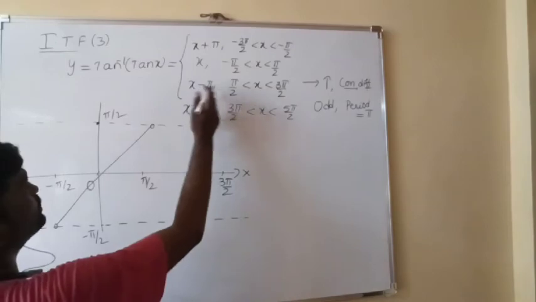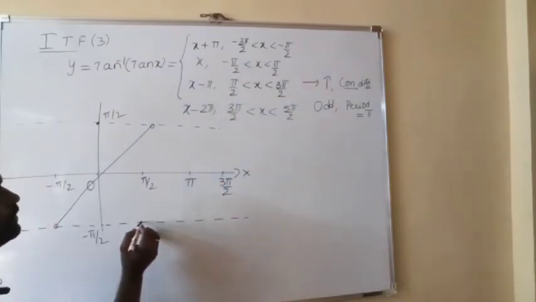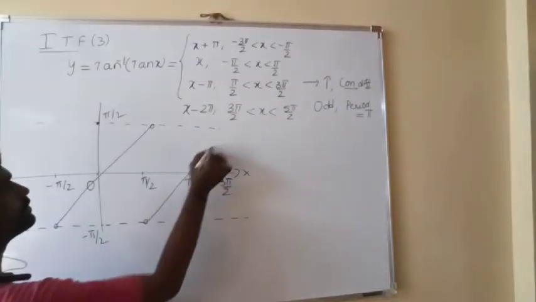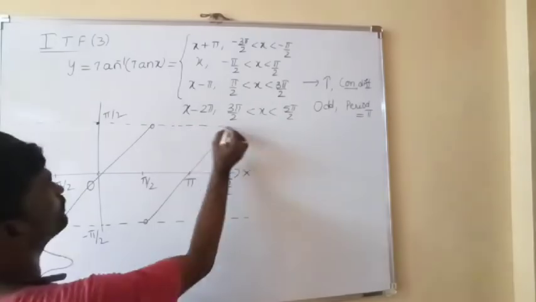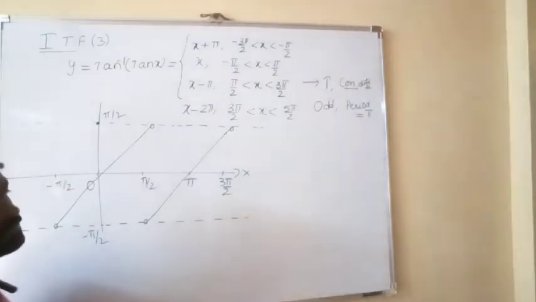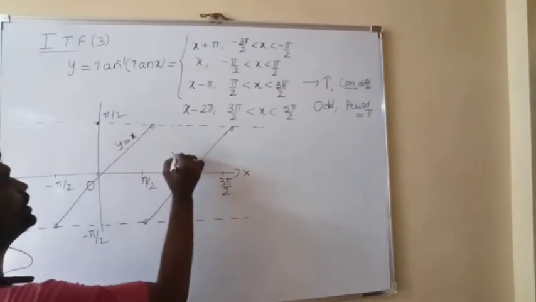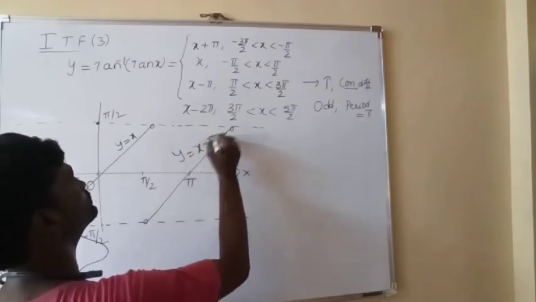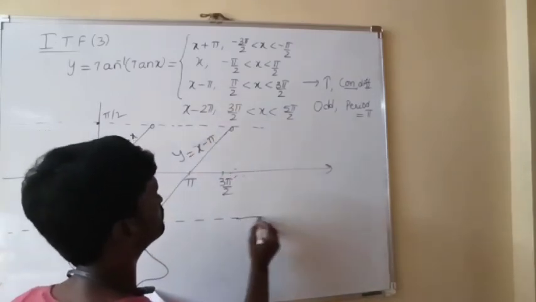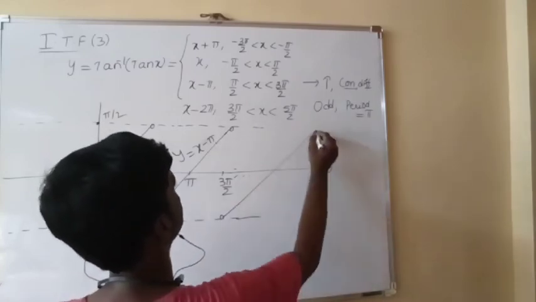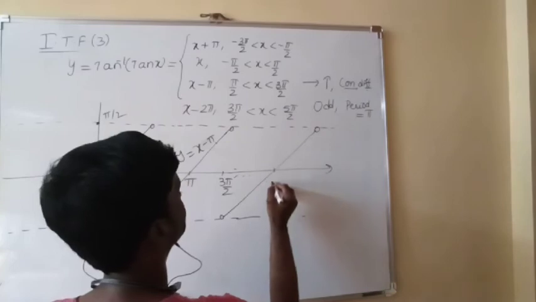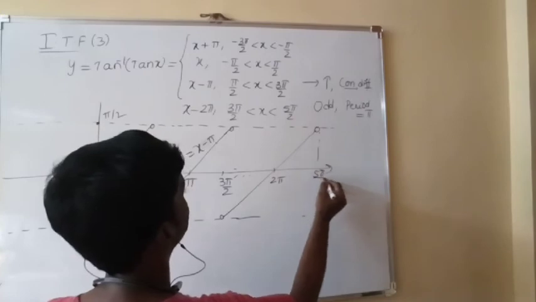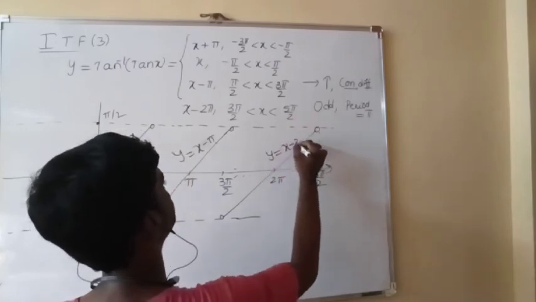Next, between pi by 2 to 3 pi by 2, that is 90 to 270 degrees, it is x minus pi. So this is y is equal to x, and this is y is equal to pi minus x, sorry, x minus pi. Next, what will you get? Next one. This is 2 pi, this is 5 pi by 2. So obviously this is y is equal to x minus 2 pi.